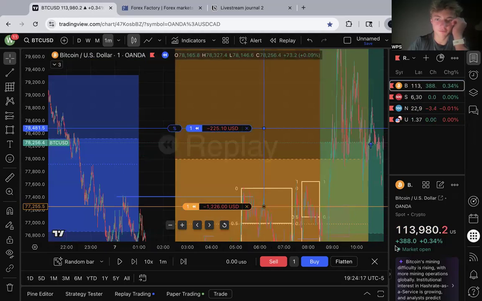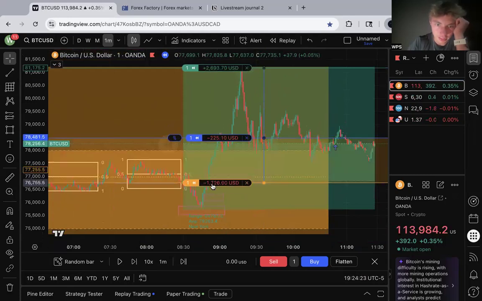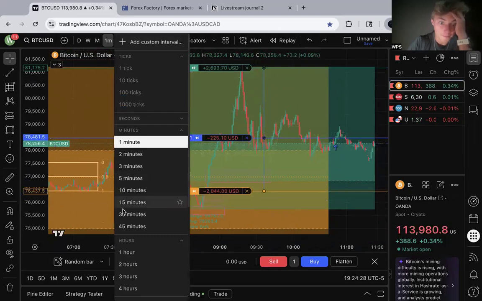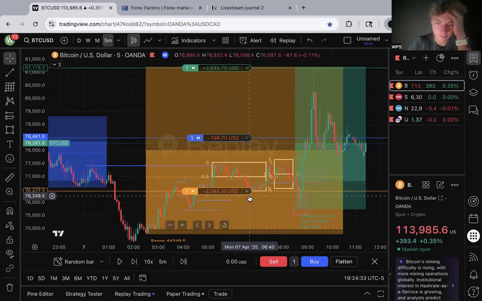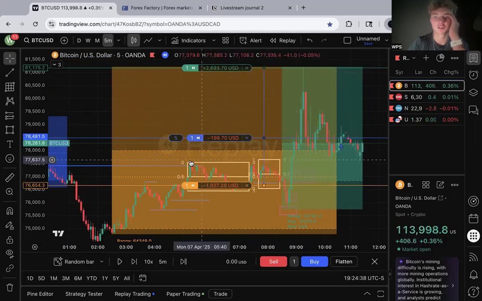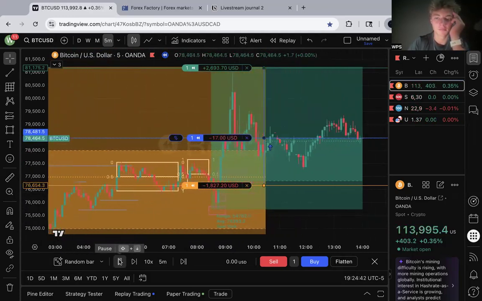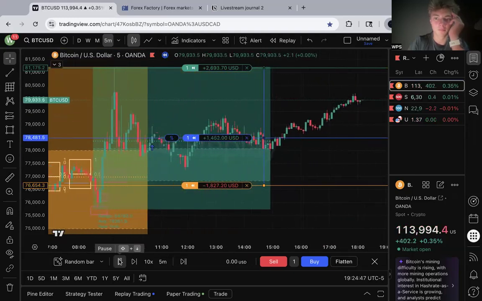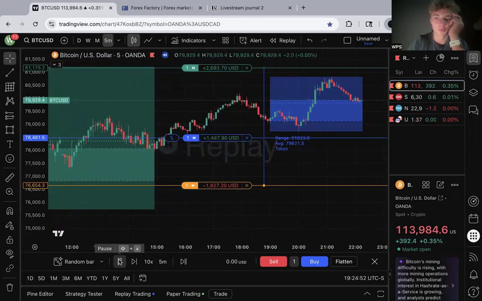So it looks like price further retraced into this fair value gap right here. I actually think I should put it down to here because this is where the fair value gap begins, sort of like right here. This is what I believe is trying to retrace into. We're close.